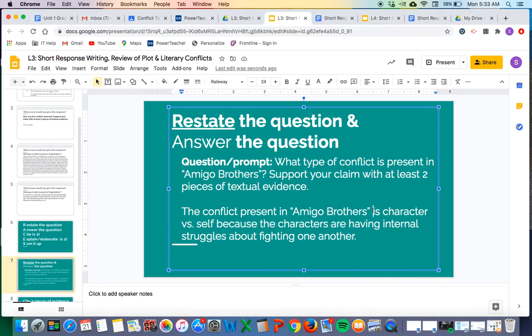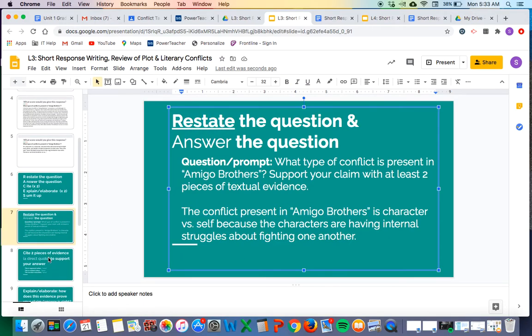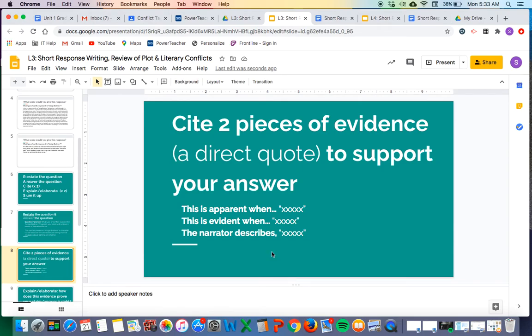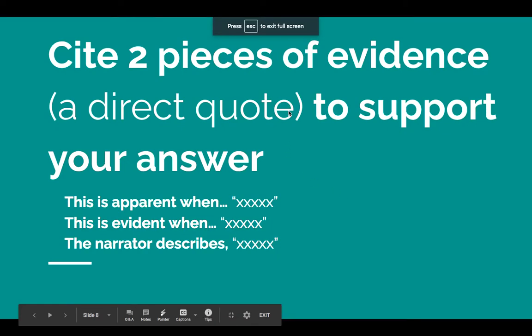So this whole section here is our answer to the question, and the first part here is us restating the question to make sure we're answering it directly. Okay, then you're going to cite 2 pieces of evidence, and ideally this is a direct quote in quotation marks from the text to support your answer.